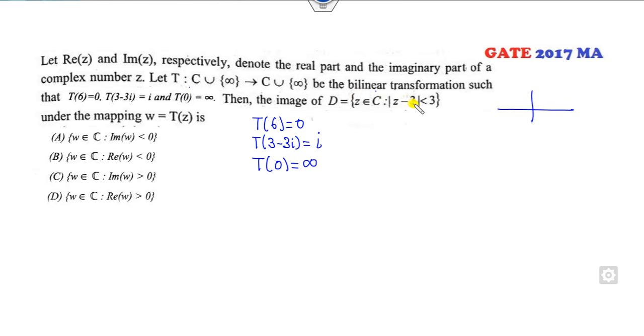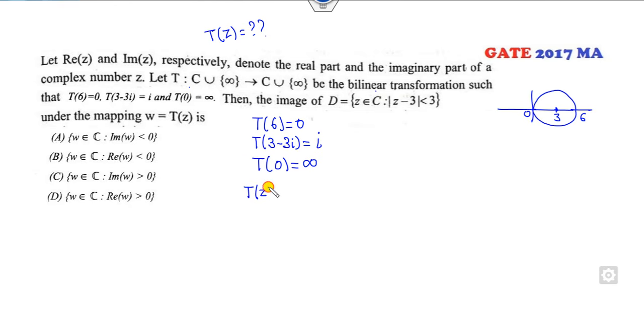I can draw the graph of this. Center is 3. Radius is 3. Fine. This is 6. This is 0. This is 3. Now, in this case, firstly you have to define the mapping. How you can define the mapping is very simple.